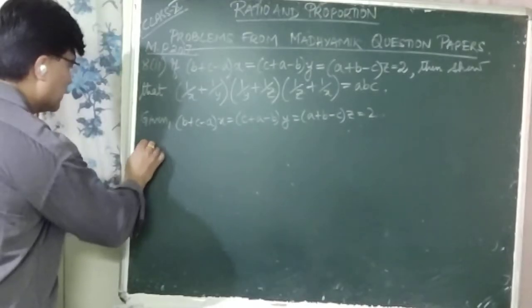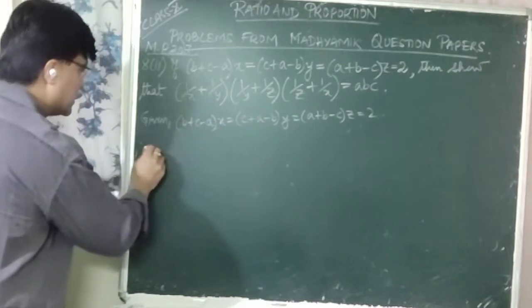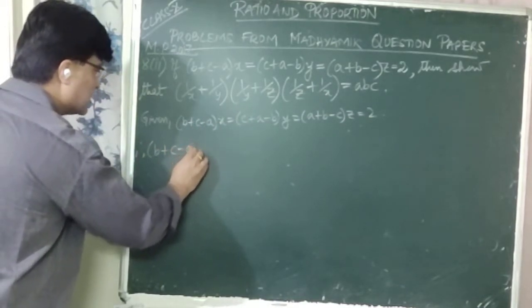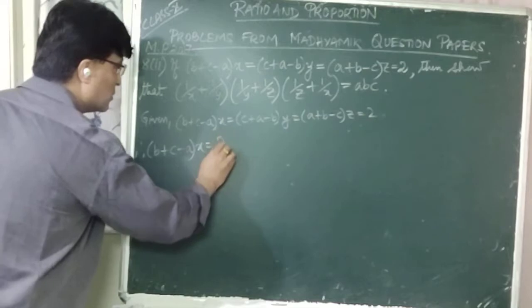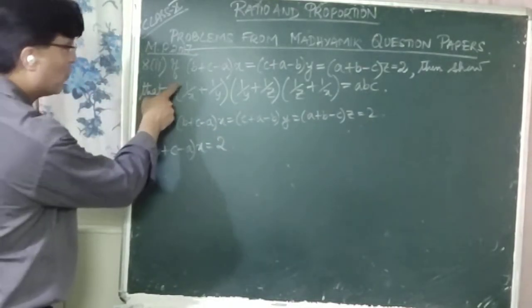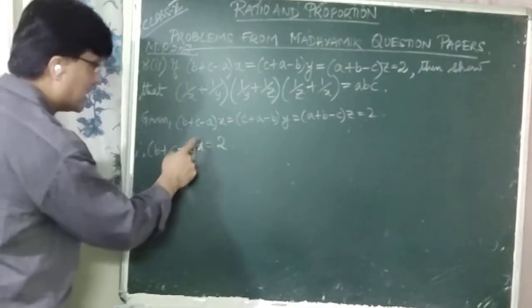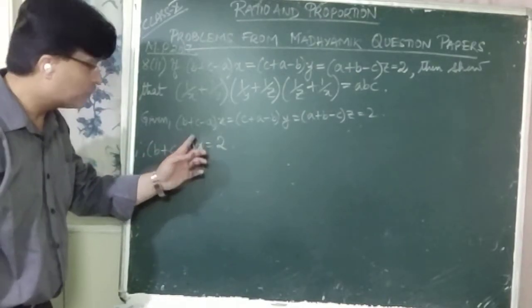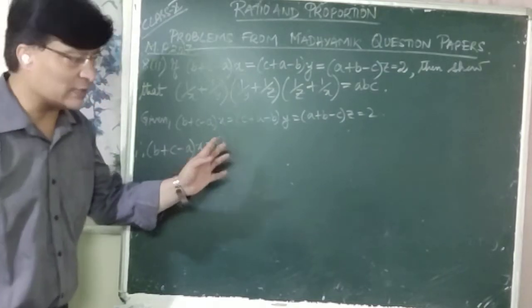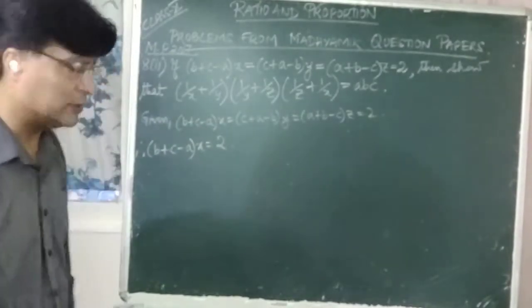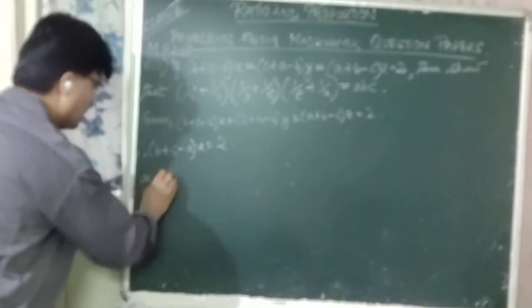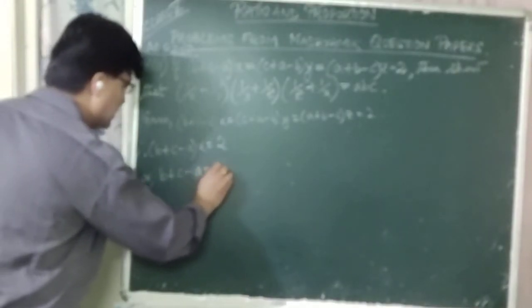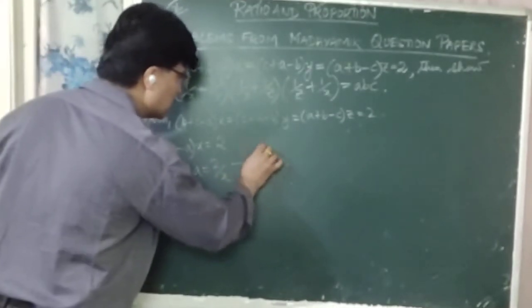So now, you can equate first with last. (b plus c minus a) x is equal to 2. Since you have to get the value for 1 by x, take this x to the right hand side. So it is (b plus c minus a) into x. When you take this x to the right hand side, you should write it in the denominator, okay? Or b plus c minus a is equal to 2 upon x. So suppose this is number 1, right?